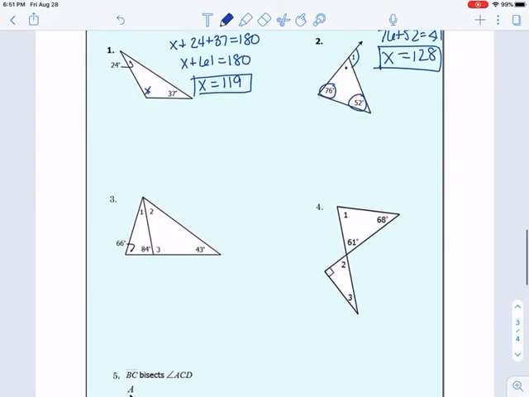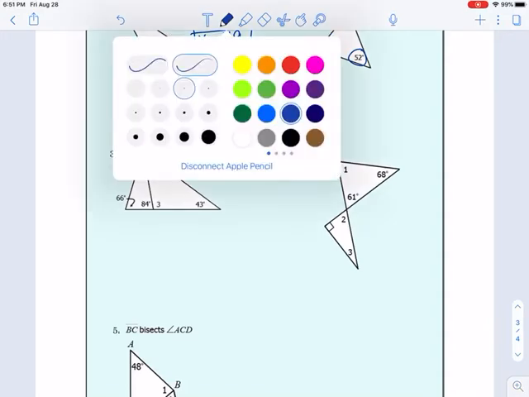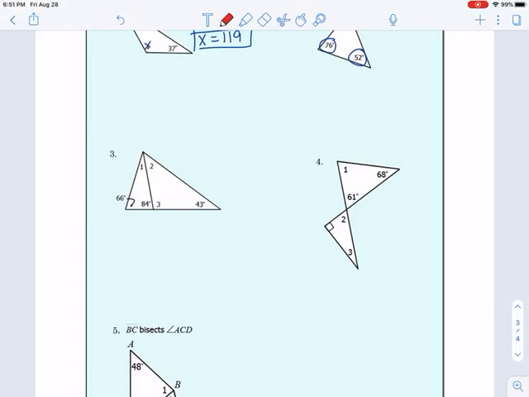Number 3, now I'm going to have a couple of different things that I need to find. So let's try to do them in the order that they appear here. Let me change my pen color so I can keep track of everything. Okay, so we'll find angle 1 over here first.